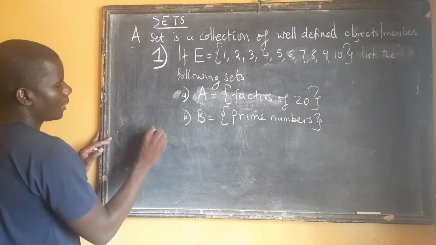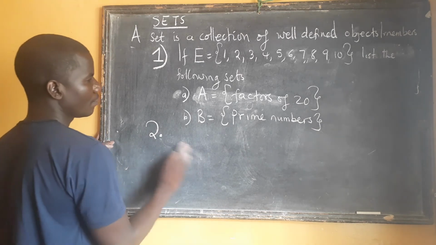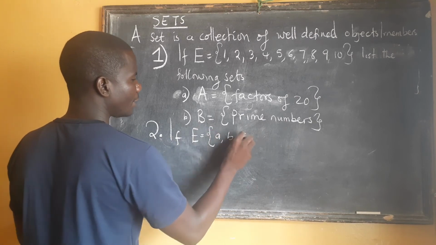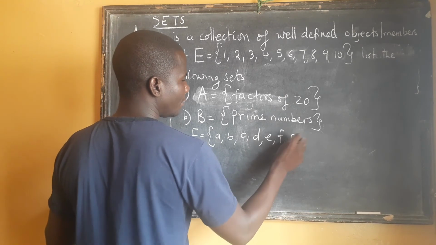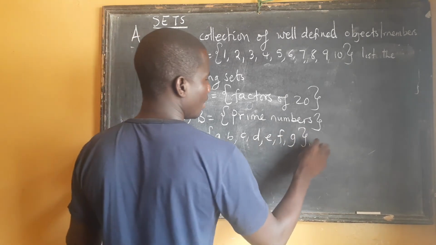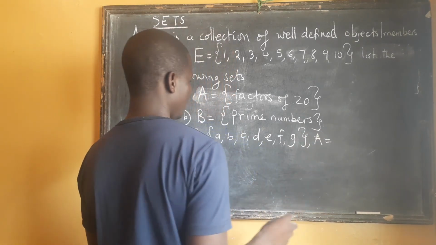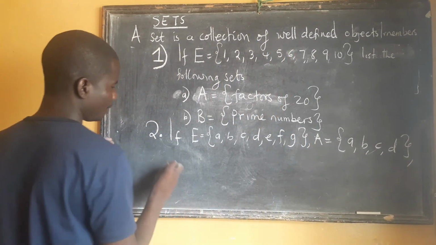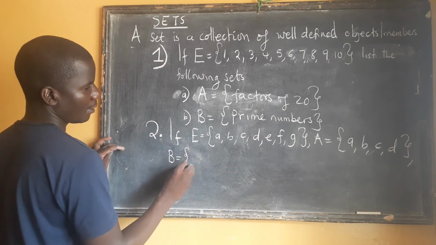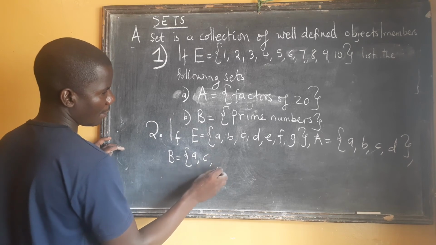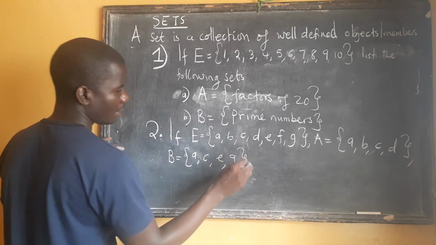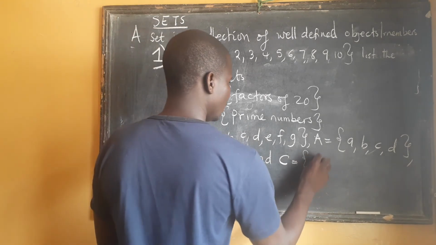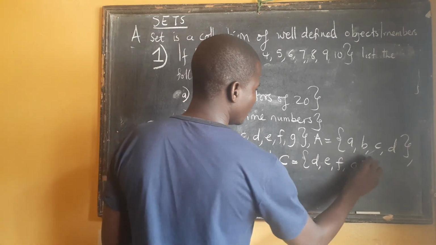Then question 2. If the universal set is given by A, B, C, D, E, F, G, and A is given by A, B, C, D, then B is given by A, C, E, G, and C is given by D, E, F, G.